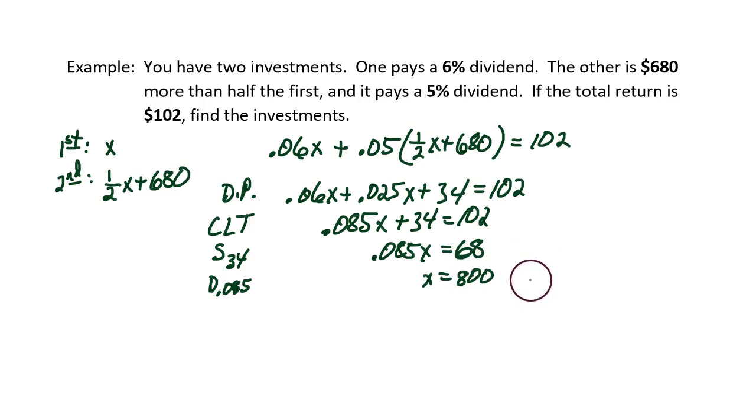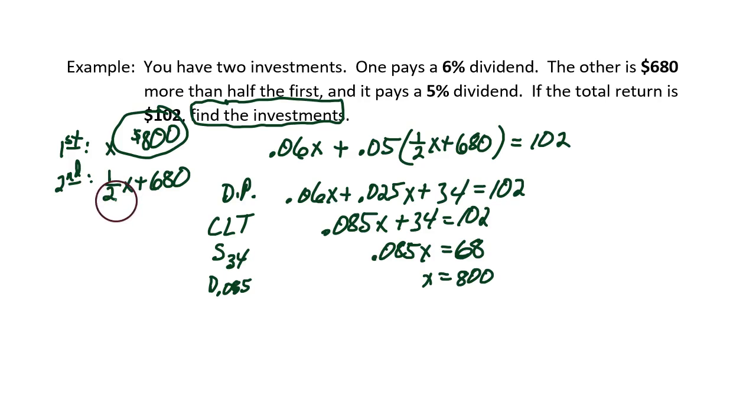Let's check that result against what we were actually asked to figure out. We were asked to find the investments. By figuring out X, we figured out how much money we put in the first investment, $800. But we still need to find how much money we put into the second investment. To find that, we're going to go 1/2 times 800 plus 680. That makes 1,080.